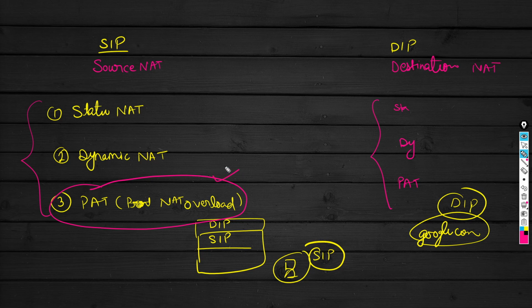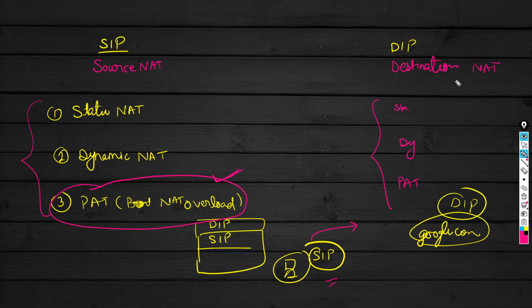Hold on, I will explain what static, dynamic, and PAT are, in a very short and crispy way, in a while. But I'm just talking about that PAT is highly used in the case of the source NAT, because your traffic is going out to the internet. So to save your IP addresses, we are doing this.